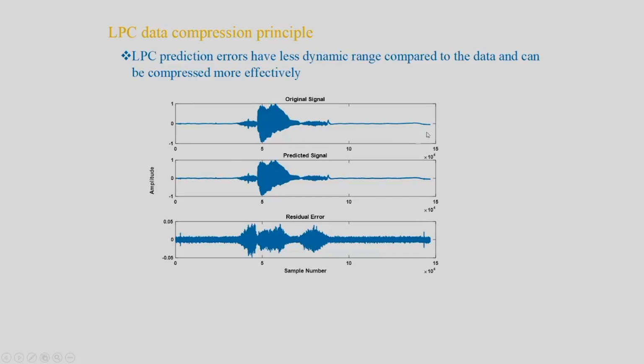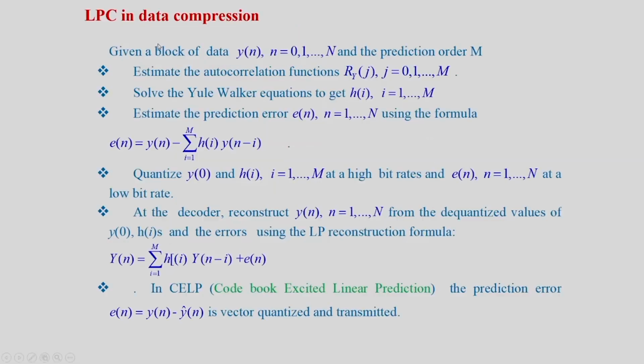Suppose this is the original signal, and if I apply LPC and predict the signal using linear prediction, then the predicted signal will look like this. It is almost similar, and the corresponding error we can estimate, and the error will have a very low dynamic range. For example, it is between minus 0.05 to plus 0.05, whereas this signal is from minus 1 to 1. So, that way this is a very small amplitude signal which can be quantized with fewer bits.